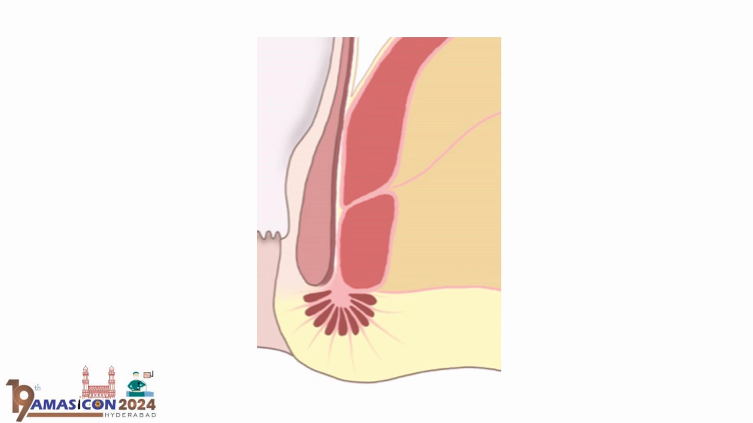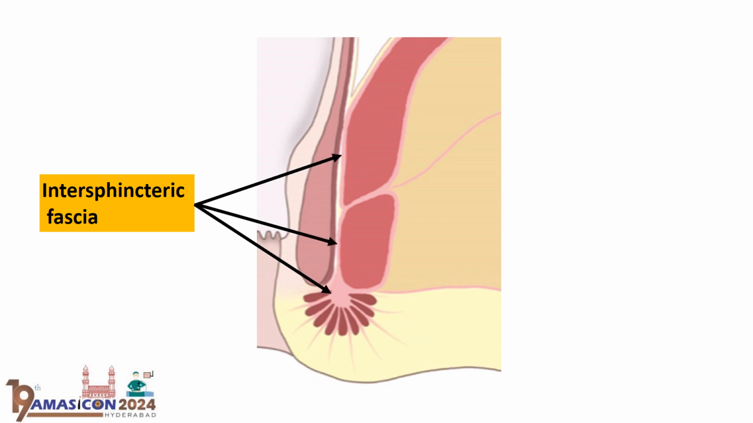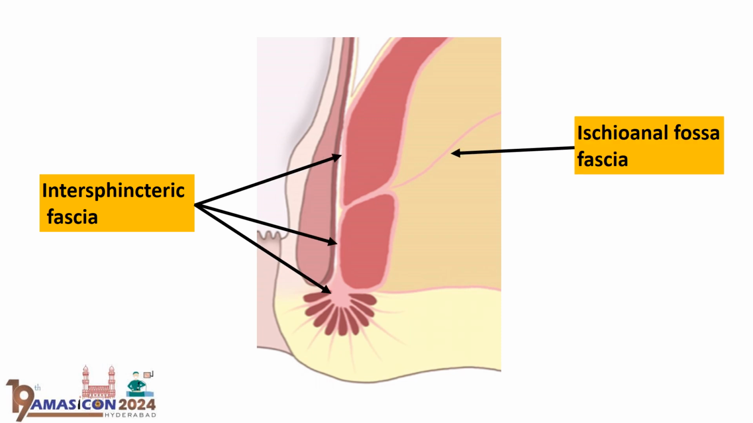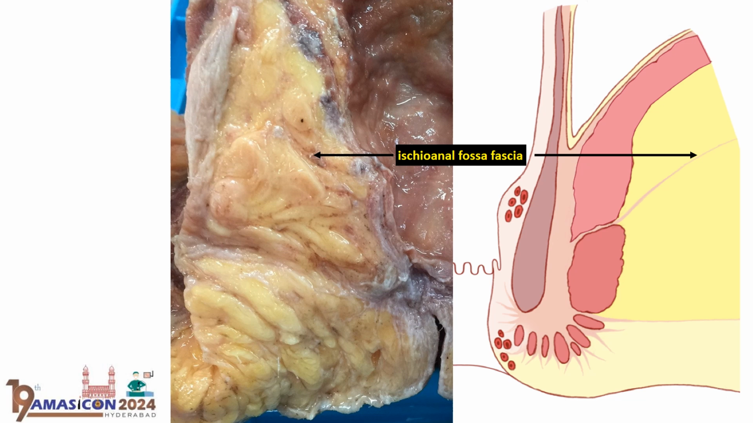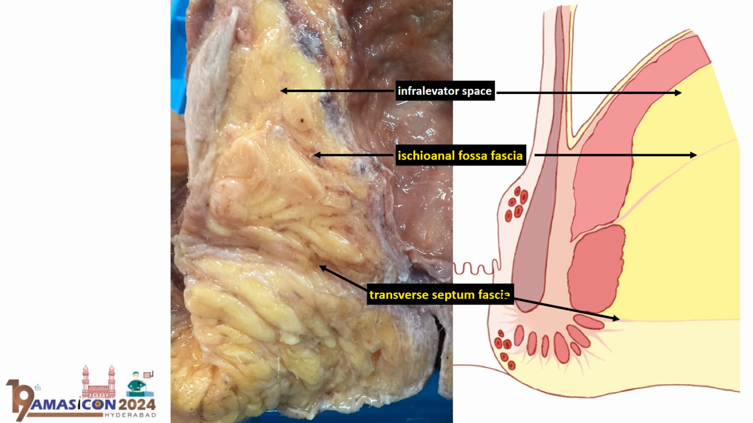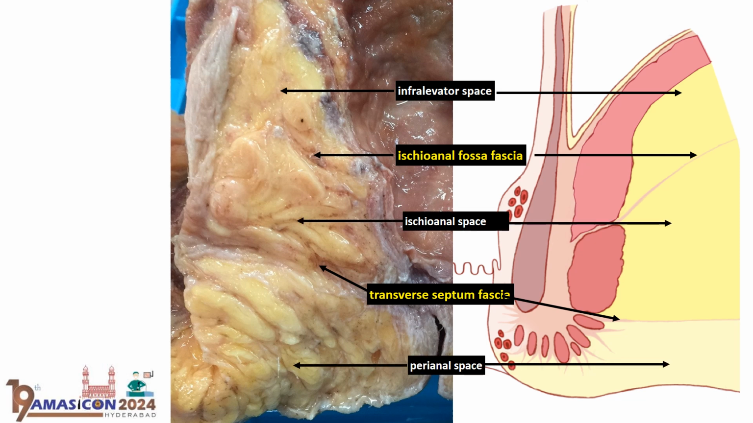Going to the anogenital fascia, there are only three fascia which are important to keep in mind. Between the two sphincters is the intersphincteric fascia, which starts at the junction of levator and superficial external sphincter and goes obliquely to the obturator fascia, that is the ischio-anal fossa fascia. The third goes transversely at the junction of superficial and subcutaneous sphincter. This can also be seen on cadaver: the ischio-anal fossa fascia and transversalis septum fascia. These define the infralevator space, ischio-anal space and perianal space.